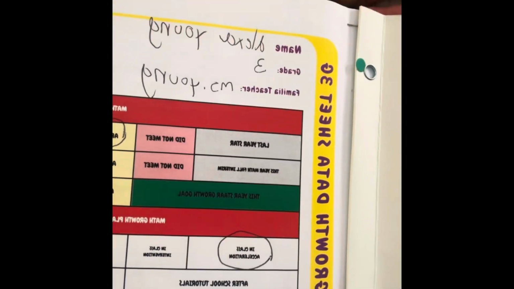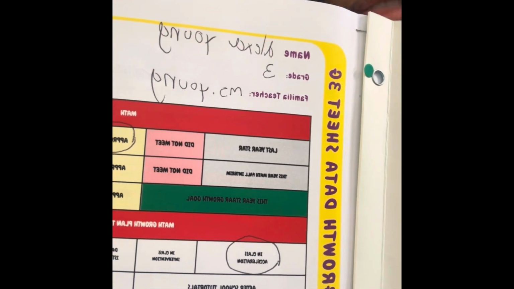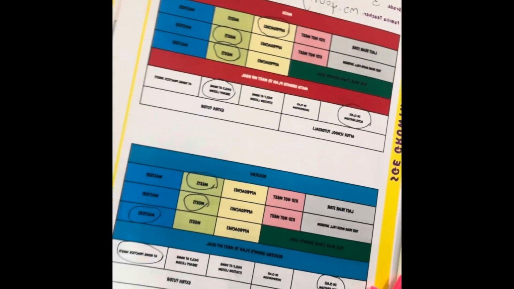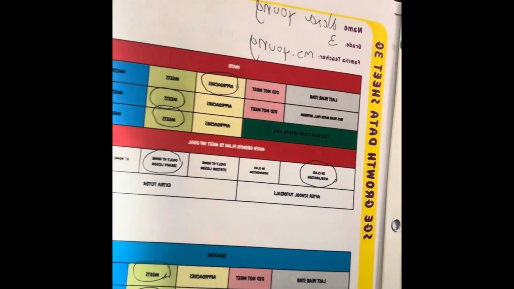If it's K through 2, it'll say beginning of the year and then most recent assessment, since K through 2 did not have an interim. So they'll do this for math and reading, and again, the teacher and the scholar will go over this together to prep for their meet.